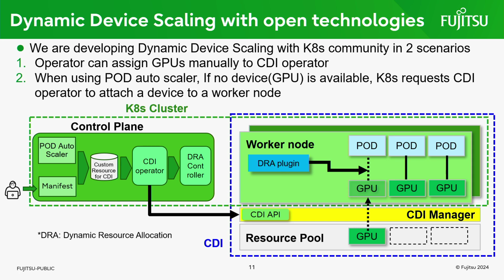We plan to use dynamic device scaling in two scenarios. One is the operator assigns the number of GPUs manually to the CDI operator, and CDI attaches the GPU. And the second scenario is using the pod autoscaler. When the pod autoscaler increases pods, and there are no available GPUs, in that case, the Kubernetes scheduler requests the CDI operator to attach GPUs.